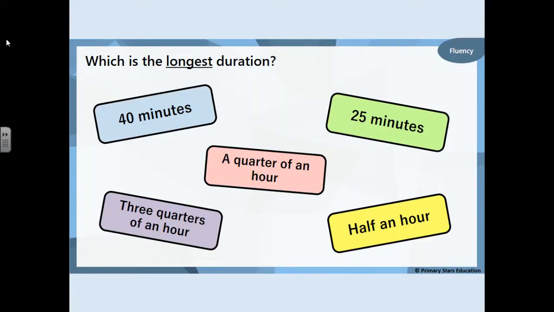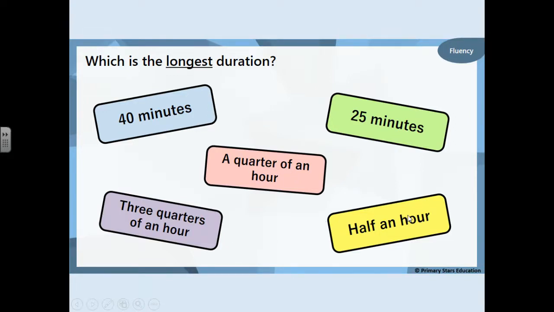Pause the video and please make sure you have downloaded the worksheets from class charts or email. This is the first activity you're going to do either on your worksheet or in your workbook, and you're going to find out which is the longest duration. So that means that of all the times here, which one is taking the longest time. So we've got 40 minutes here, 25 minutes here, a quarter of an hour, 3/4 of an hour, and half an hour.